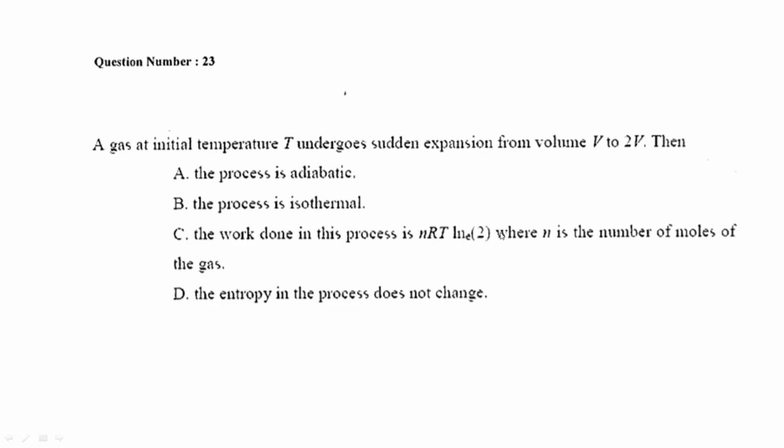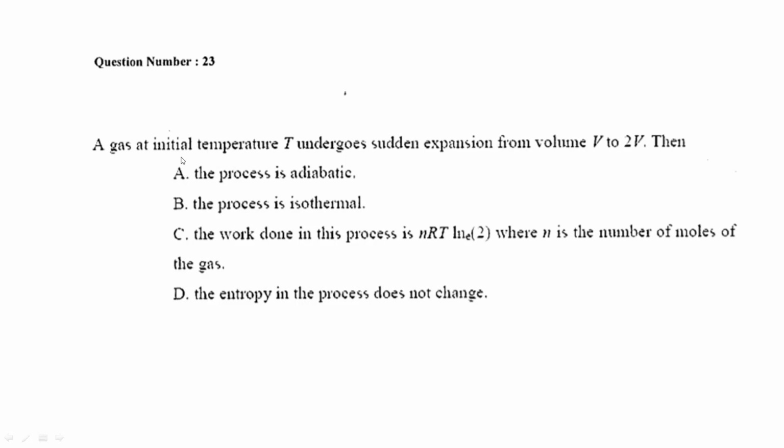Now, if you remember, the work done during an isothermal process is nothing but nRT ln V2 by V1. So, if here V2 is 2V and V1 is V, then 2V by V is nothing but 2. So we get the work done as nRT ln 2. So this is the work done during an isothermal process, and we have already stated that the process may not be isothermal. So option C is also wrong.